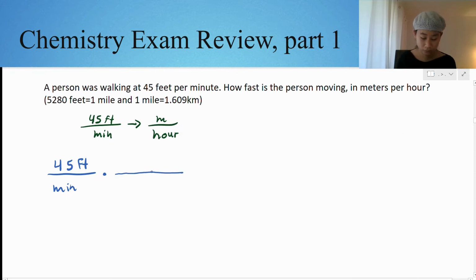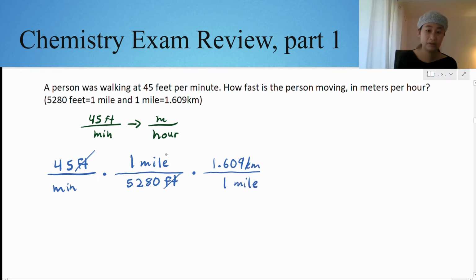To convert distance first, we have that there are 5,280 feet in 1 mile. Now feet cancel out because one is on the top and the other is on the bottom. Then we say that there is 1.609 kilometers per 1 mile, so now miles cancel out. Now we have kilometers, and we want to convert that to meters. We know that there are 1,000, or 10 to the 3, meters in 1 kilometer, so kilometers cancel out.